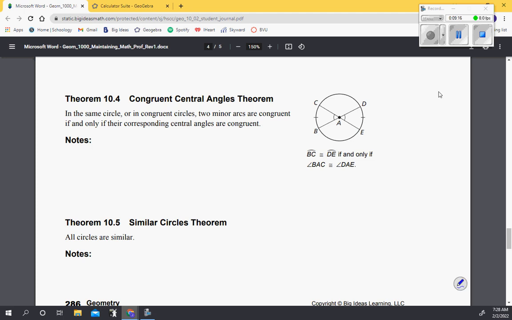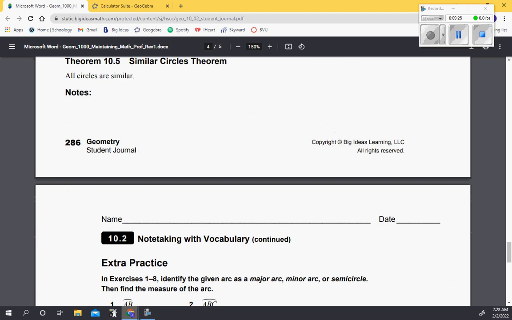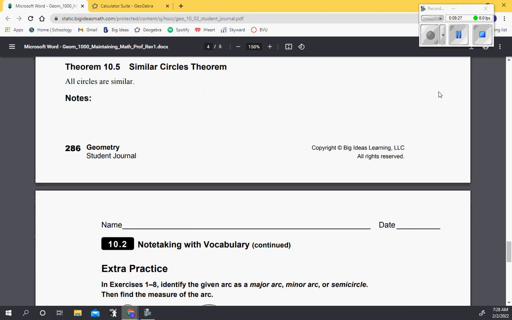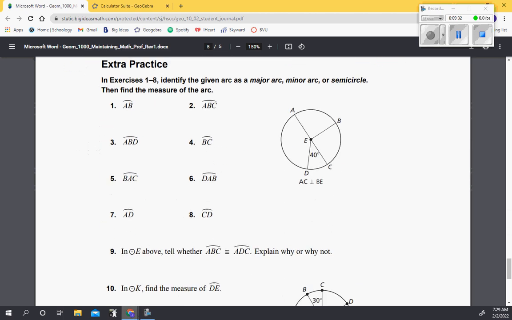Again, we have vertical angles here. We've talked about vertical angles in the past. Okay, those are congruent central angles. And then similar circles, all circles are similar. Alright, some extra practice here.